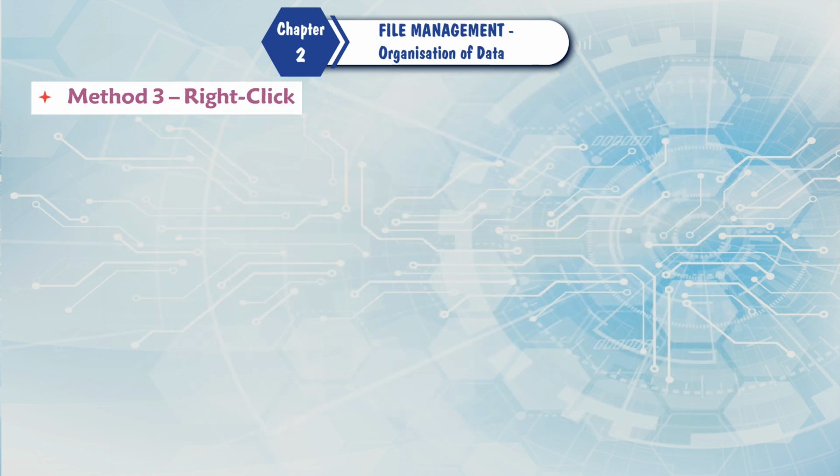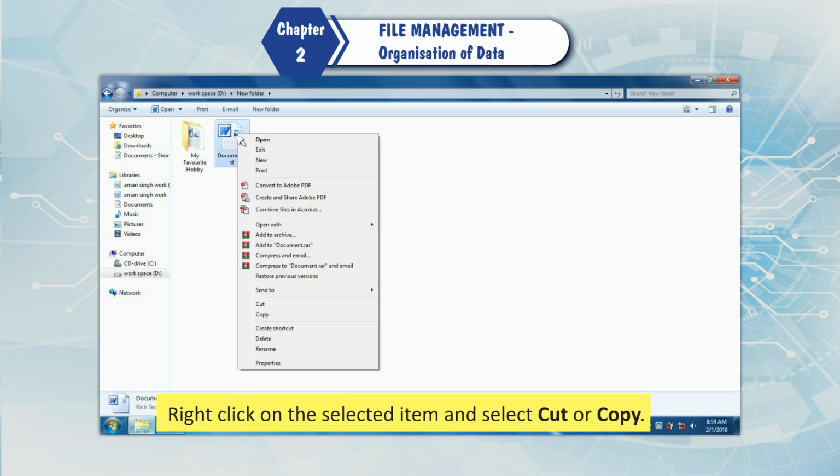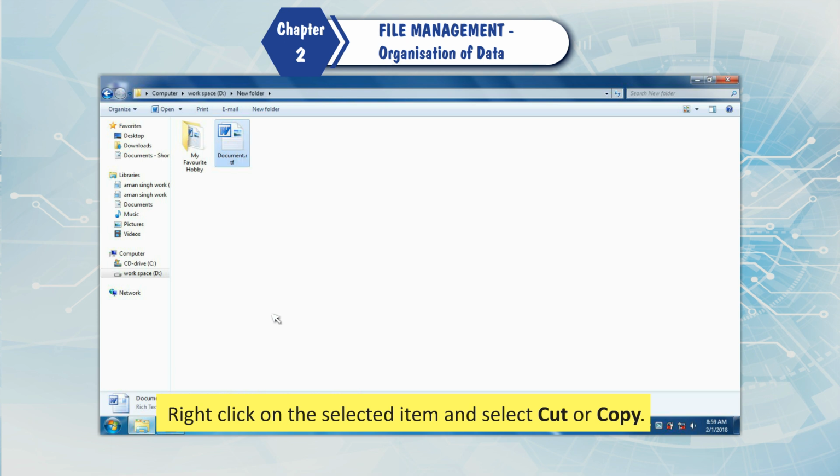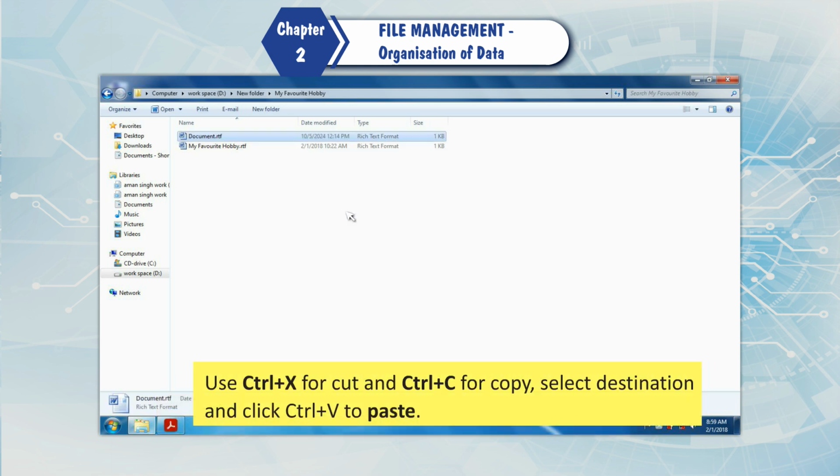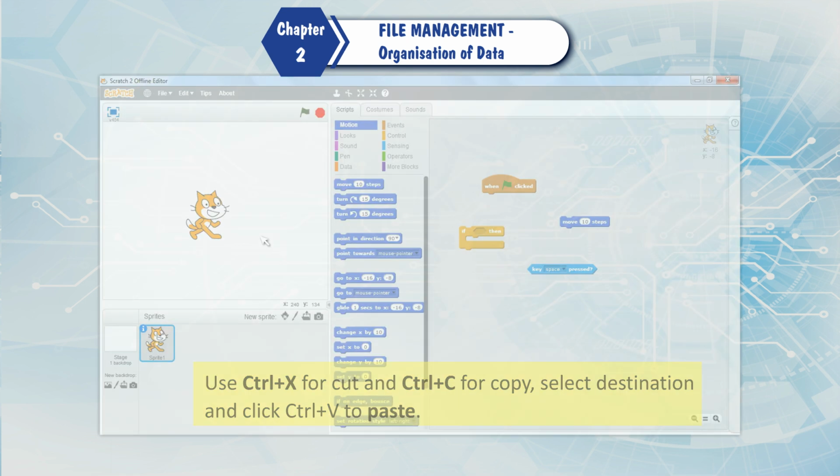Method 3. Right-click. Right-click on the selected item and select Cut or Copy. Right-click on the destination window and select Paste. Use Ctrl+X to cut and Ctrl+C to copy. Select the destination and press Ctrl+V to paste.